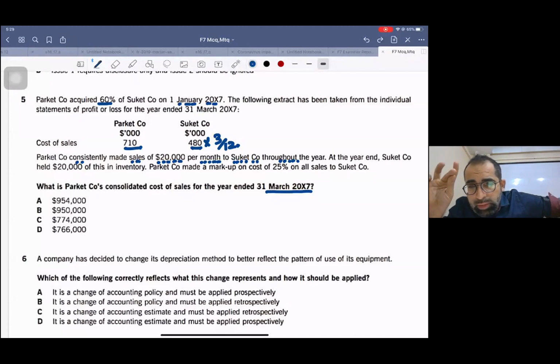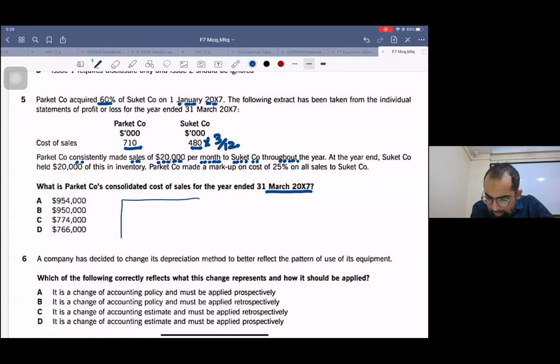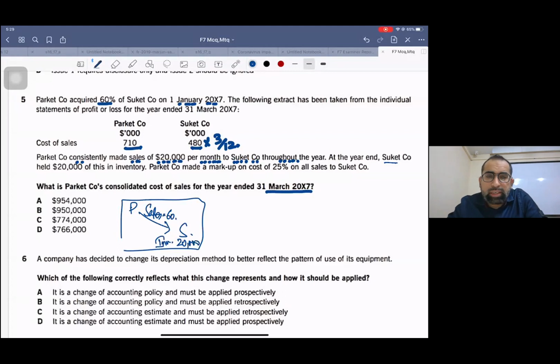So for January, Feb, March, listen to me. Let me make the sketch. See, for January, Feb, March, P2S sale is 20, 20, and 20, which is 60. Actual sales is 60. Now, at the year end, how much inventory is held by S company? 20,000 is unsold. So obviously, this unsold inventory contains the URP.